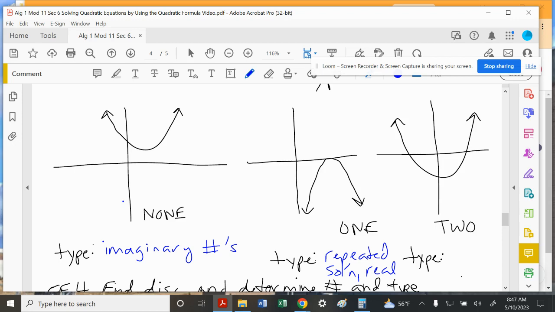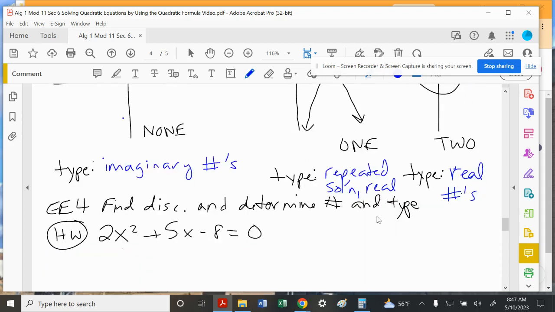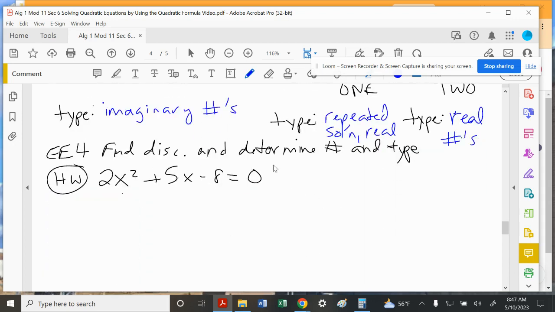So a real number could be 5, an integer, or it could be 1/2, that's a real number, or it could be a decimal, 0.175892. Those are all real numbers. So it's a repeated solution because it only hits it once. And then in this case, we have two solutions, and these are two real numbers, because they cross the x-axis. So both of them cross the x-axis. Okay, so what we want to do is we want to find the discriminant and determine the number and the type. So here we have a problem.